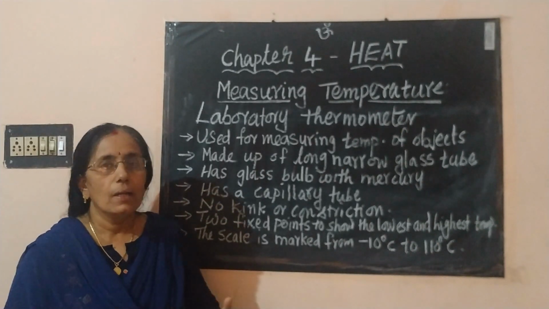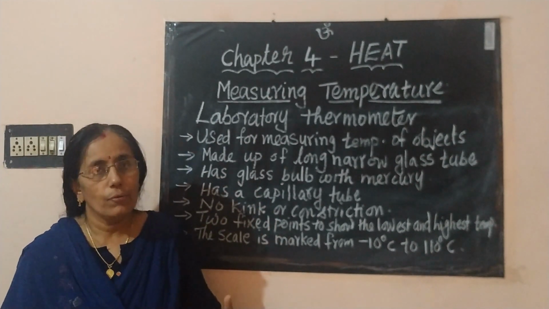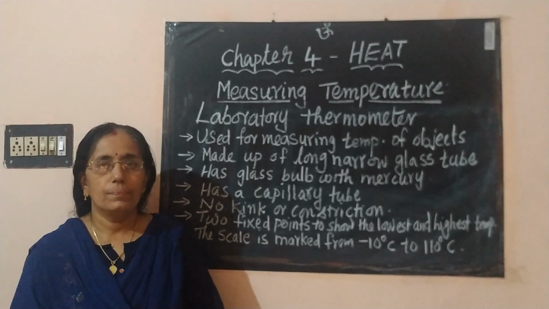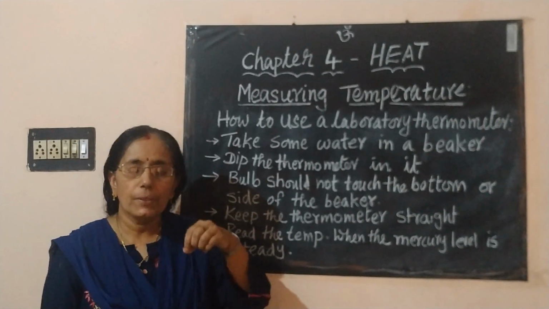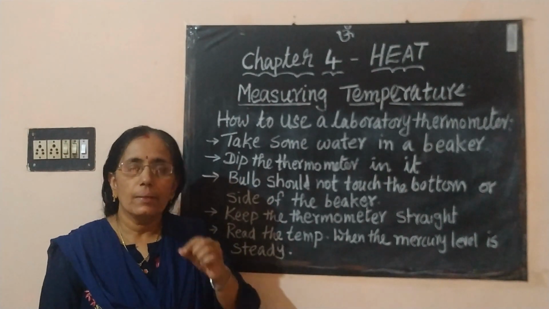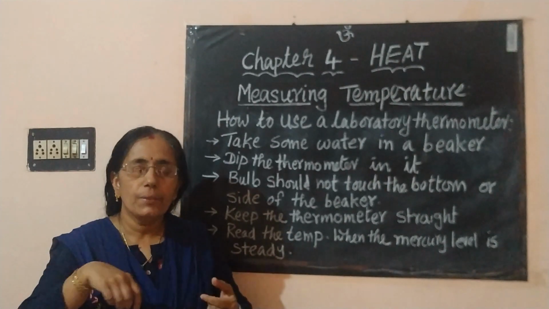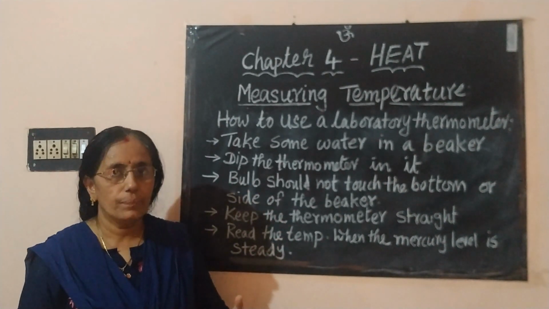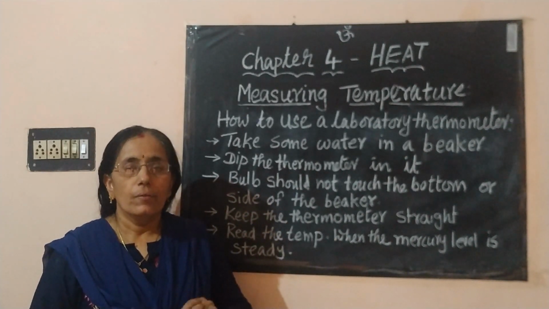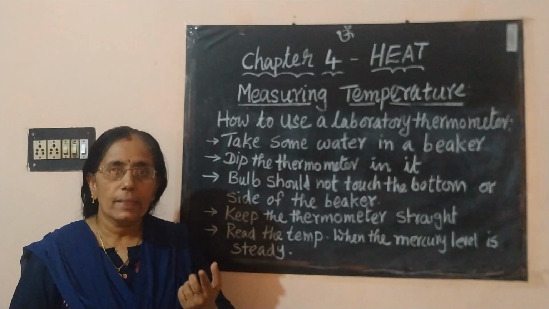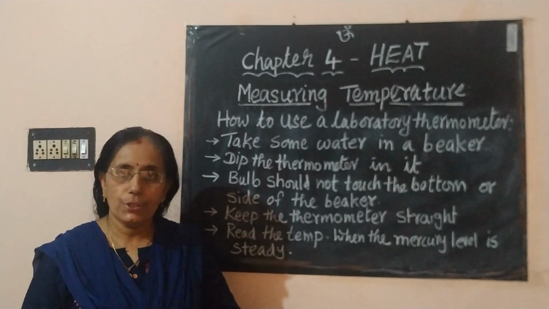Now, we will see how we can use a laboratory thermometer to measure the temperature of any object. So, now take some water in a beaker and dip the thermometer in it. Make sure that the bulb is completely immersed in the water, but it should not touch the side or bottom of the beaker. Thermometer should be kept straight in the beaker. We can read the temperature of the water directly from the thermometer once the mercury level is steady.